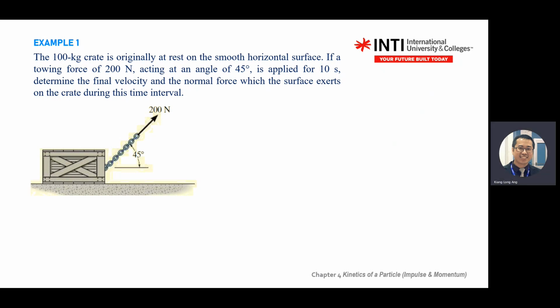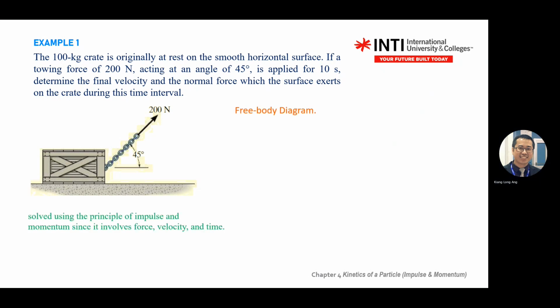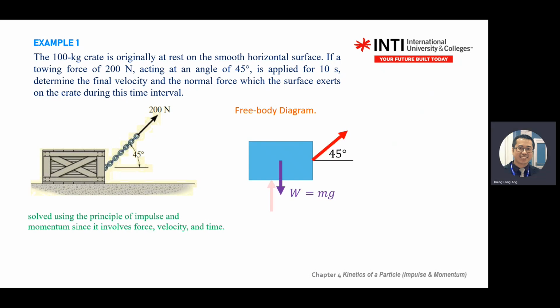Right. So from the question itself, actually you can predict what is the chapter that you have. Right. So force have, time you have. Determine the final velocity and normal force with the surface which the surface exerted on the crane during the time interval. This is a normal force that you want to find. So nothing complex here. Draw free body diagram. Put in all the force that you see. Usual with the weight, friction force, and external force. Normal force. Friction force here is 0.